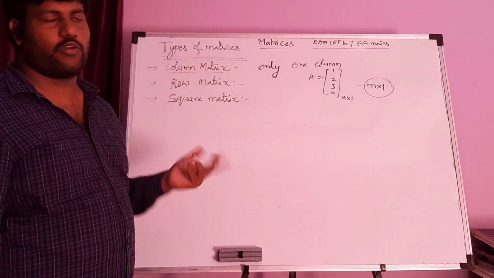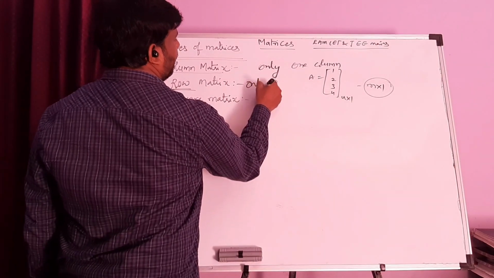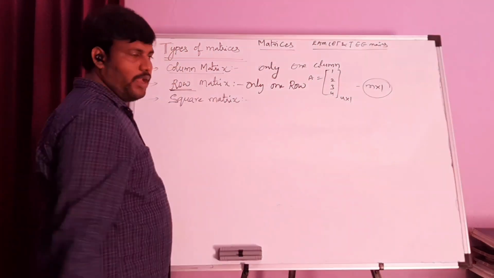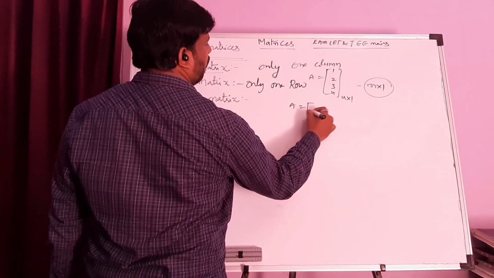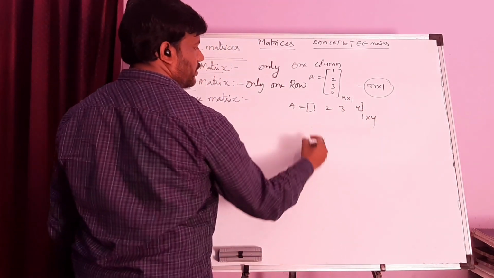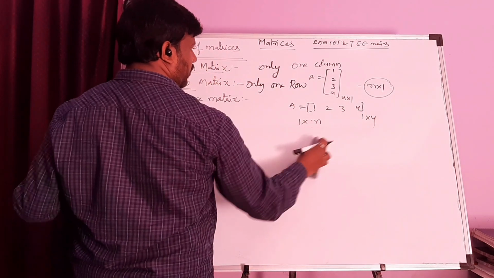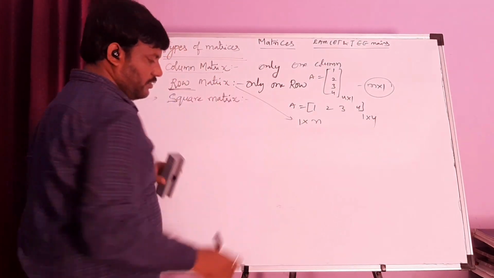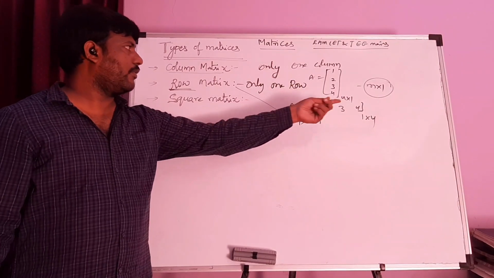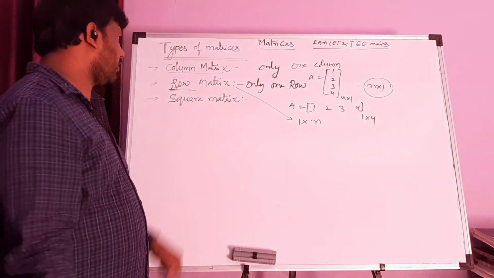Similarly, the row matrix. As the name implies, a row matrix is any matrix having only one row. See the same example row-wise. Suppose there is one row and 4 columns. From this I can say that the order of a row matrix will always be 1 by n. So the column matrix will be m by 1, and the row matrix will be 1 by n. This is the row matrix.